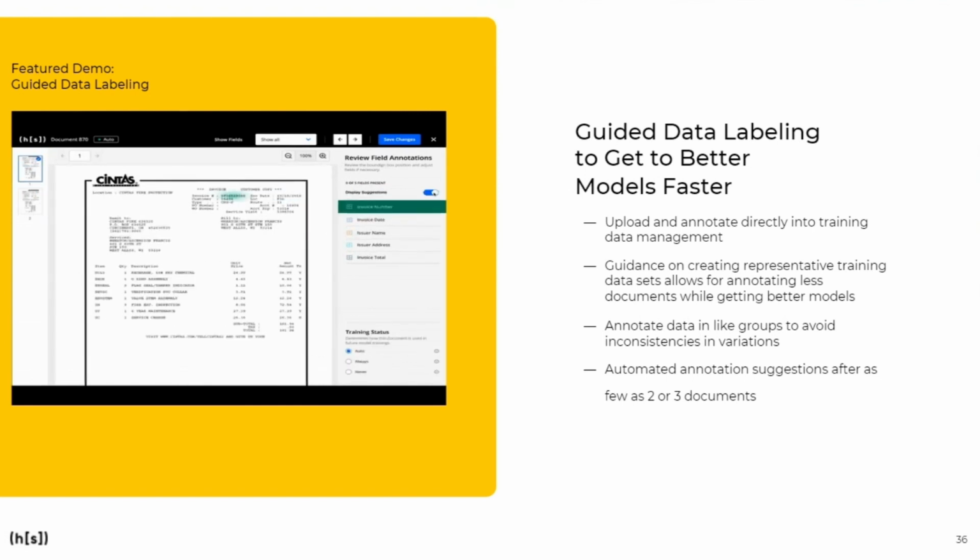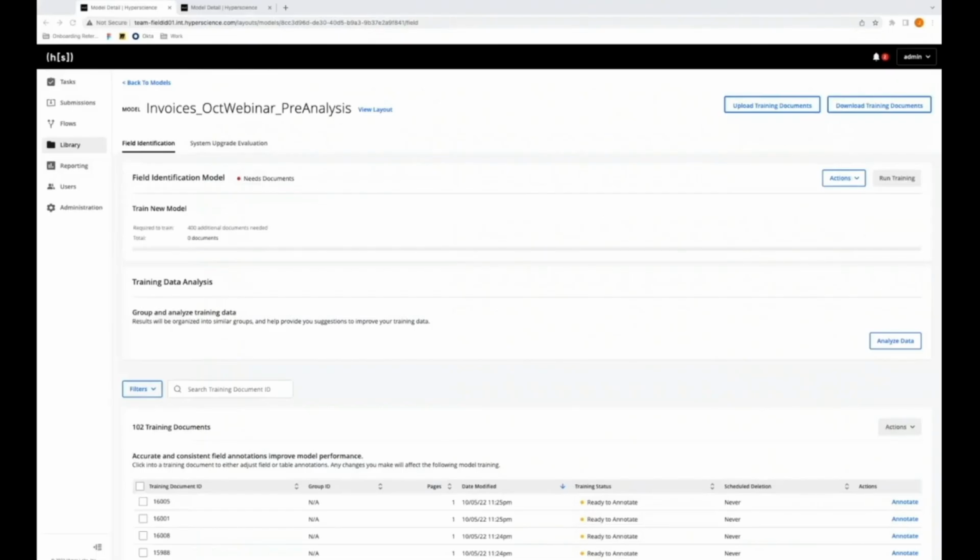One of the valuable things about Hyperscience is we don't just have generic out-of-the-box models that are just okay. We allow you to annotate on your own docs to get models that are optimized for your specific use cases. And once trained, these models will also be able to infer on documents they have never seen before.